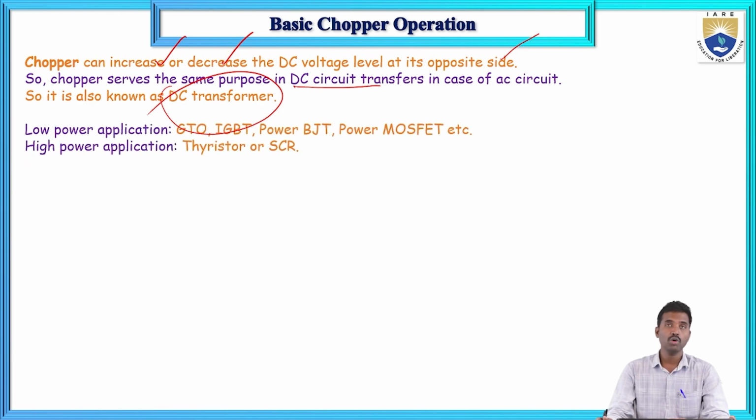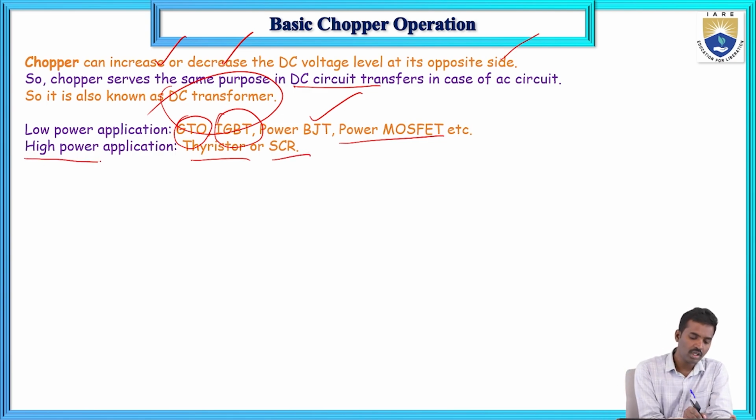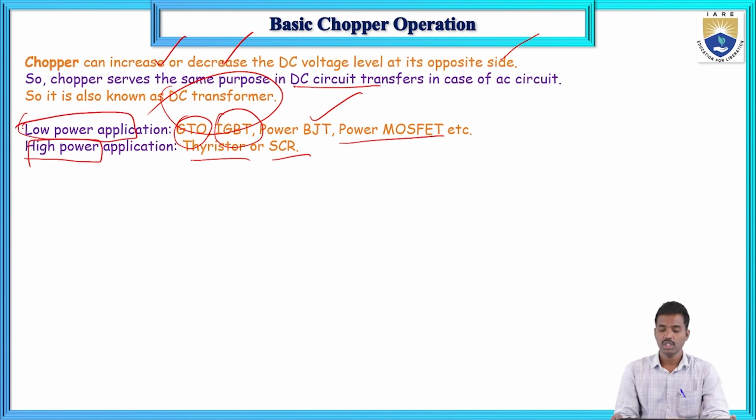So here for low power applications we will use GTO, gate turn off device, and IGBT, insulated gate bipolar transistor, power BJT, power bipolar junction transistor, and next power MOSFET, power metal oxide semiconductor field effect transistor, thyristor, or SCR, silicon controlled rectifier. The first ones are for high frequency applications, and these are for low frequency applications.